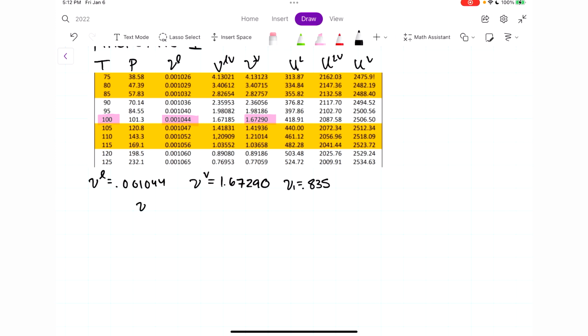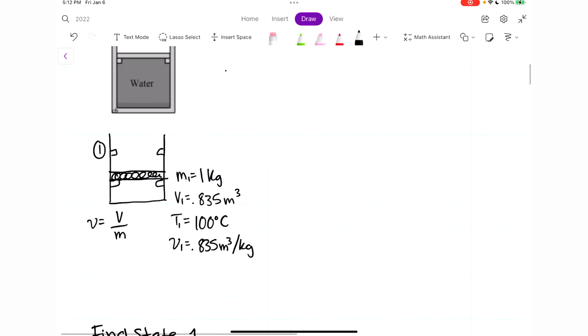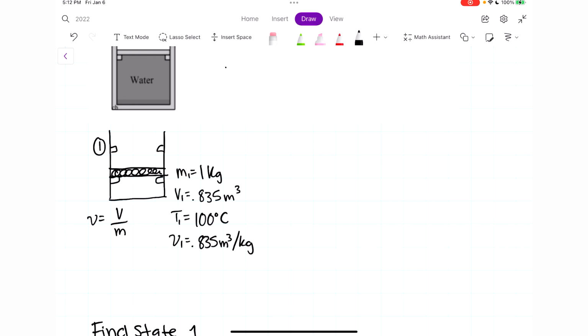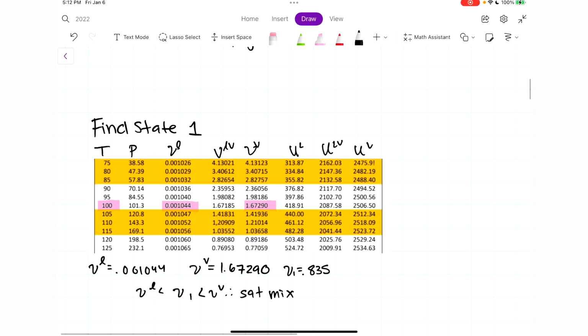Our specific volume lands in between these two. So that means that it is a saturated mixture, right? It's under the dome if we were to draw our PV diagram. So for our first state, it's going to be a saturated mixture.